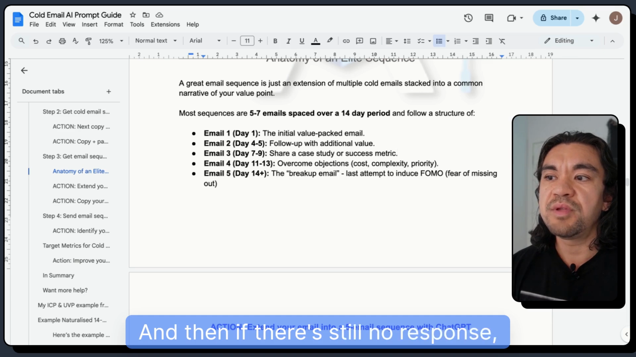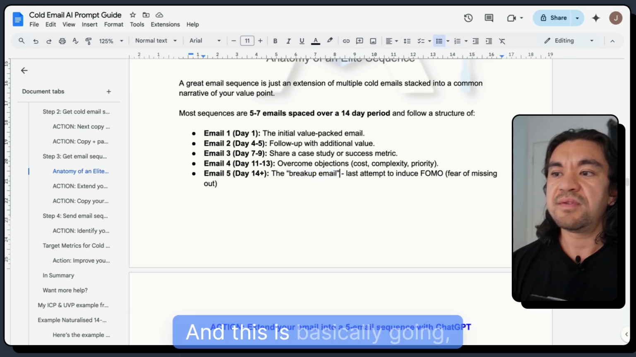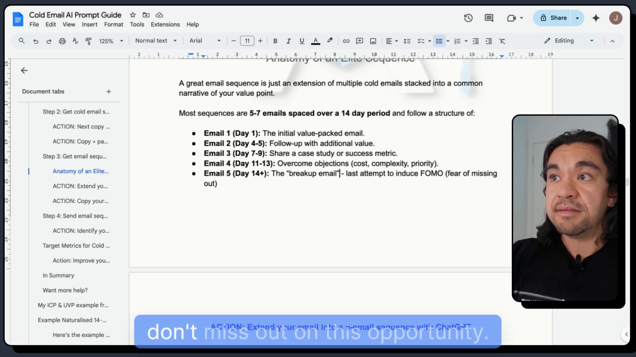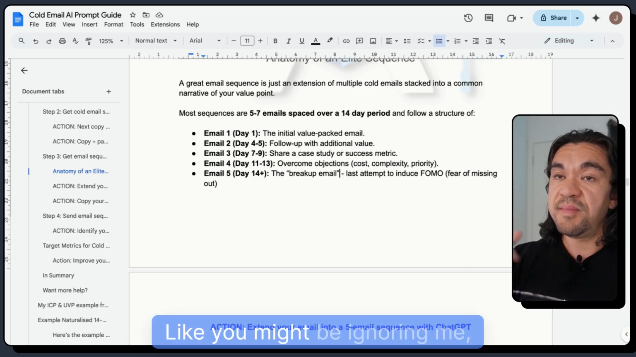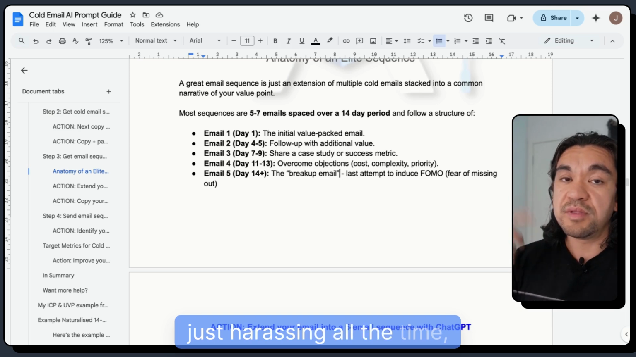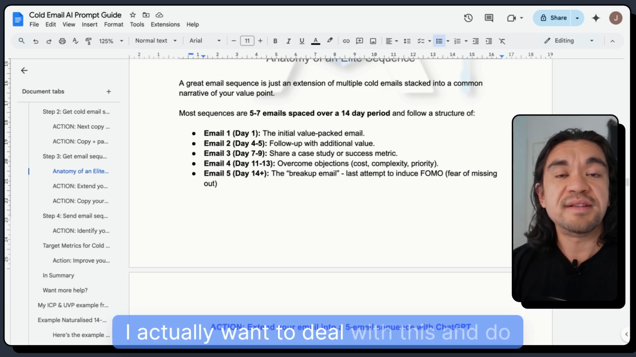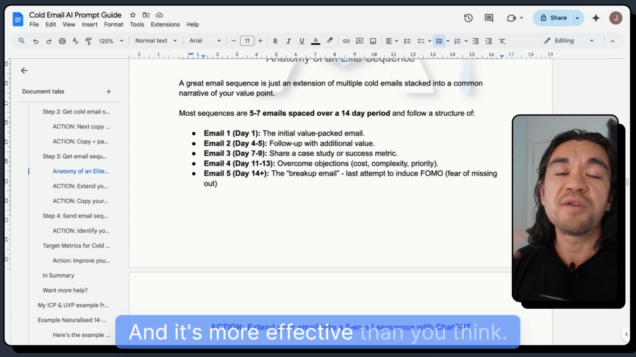And then if there's still no response, we send something called a breakup email. And this is basically going, hey, don't miss out on this opportunity. You might be ignoring me, but if I actually go away, and I'm not just harassing all the time, you might be like, whoa, whoa, whoa, I actually want to deal with this. All right, don't go away. I actually want to deal with this and do something about it. And it's more effective than you think.